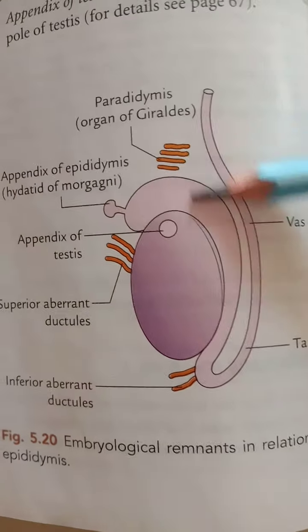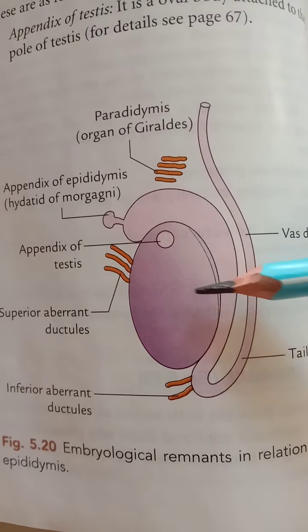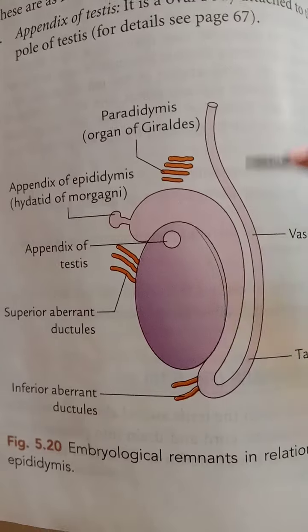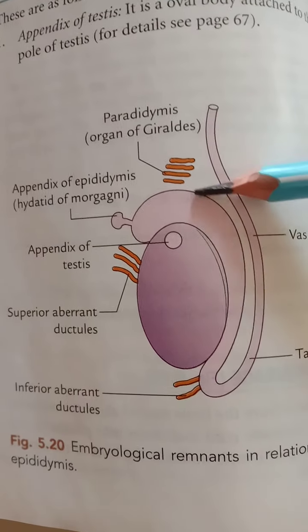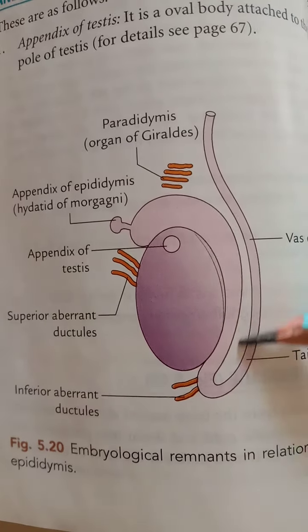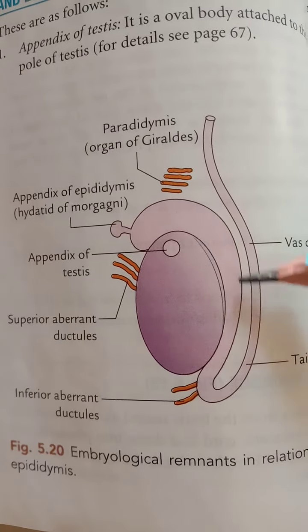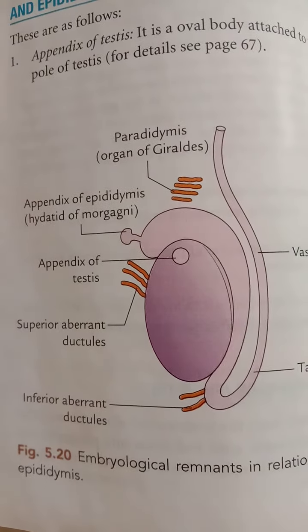So let's see the epididymis. The epididymis is a comma-shaped structure which lies on the superior and posterolateral surface of the testis, this one. It is made up of a highly coiled tubule.